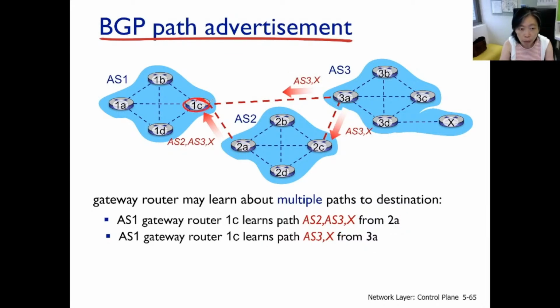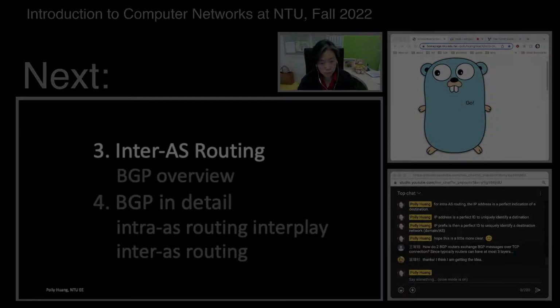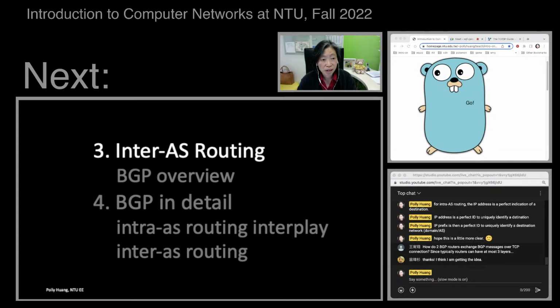At this point, 1C sees two advertisements coming in. Before 1C propagates any of the paths further, it needs to check the import policy. So AS1's gateway router 1C there, we need to choose. It could choose one of the two, or it could just take both of them. Let's say that 1C chooses AS3, X, sure, the shortest AS path, and advertises it to all routers internally of AS1. This is the second example. So those are more examples.